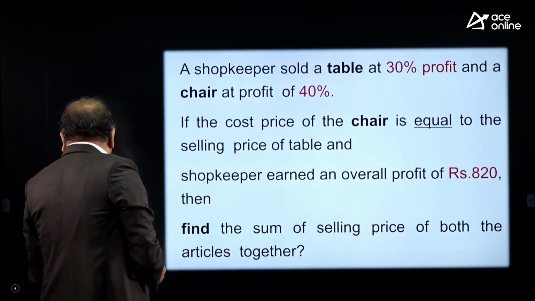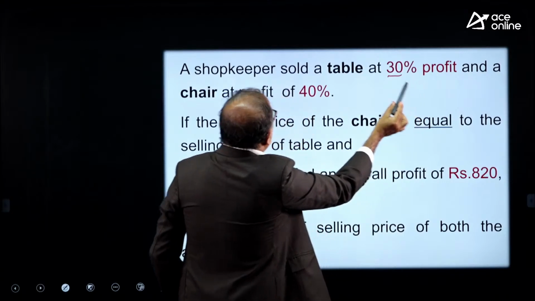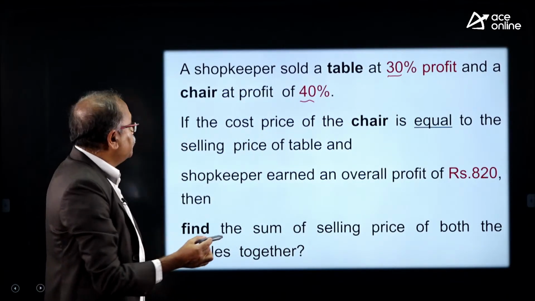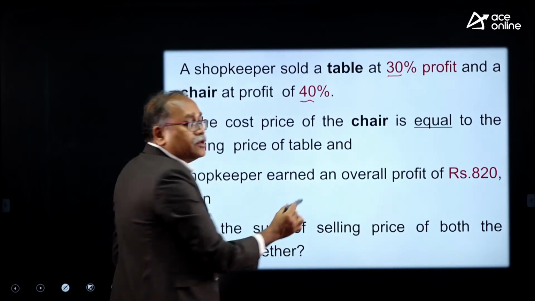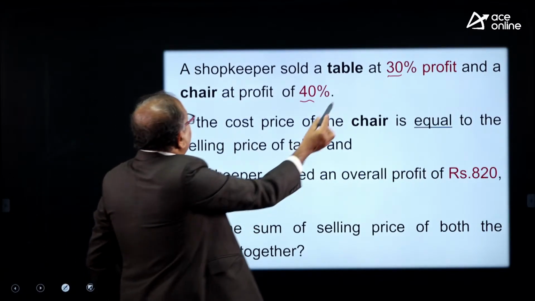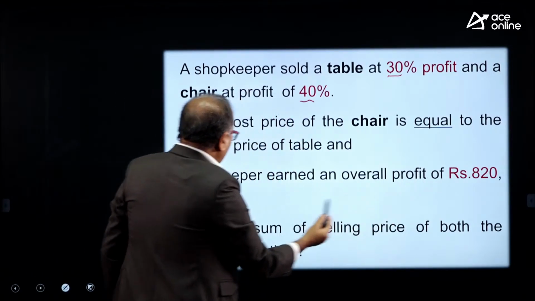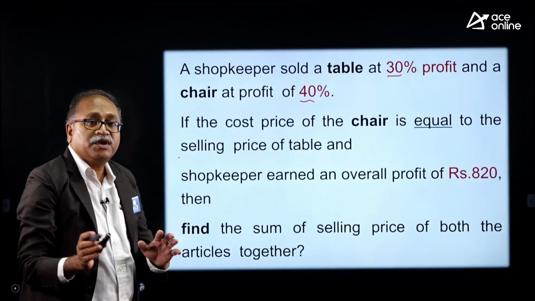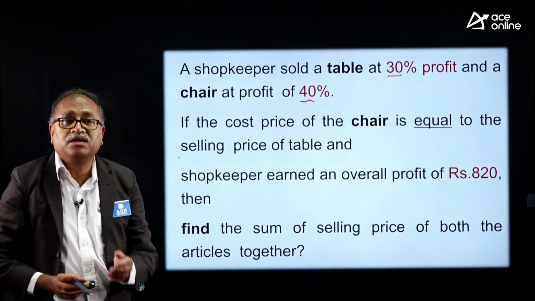Let us look at the question. A shopkeeper sold a table for 30% profit and a chair for 40%, table 30% and chair 40%. If the cost price of the chair is equal to the selling price of the table, look at this comparison of the cost price and the selling price, and we have the profit percentage in both. The shopkeeper earns an overall profit of 820. Find the sum of the selling price of both the articles together.